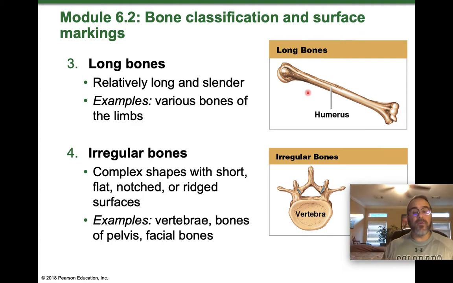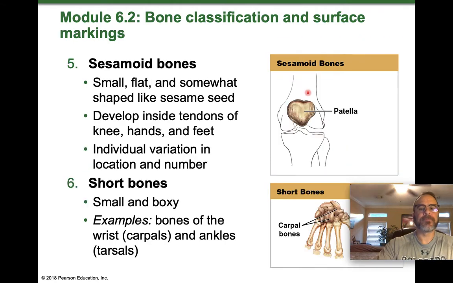The bones of the pelvis would be considered irregular, and so would your facial bones, like the zygomatic bone. Obviously, that's an oddly shaped bone. Your mandible would be an irregular bone. The maxilla is an irregular bone. The sphenoid bone, the ethmoid bone, these are all going to be irregular.